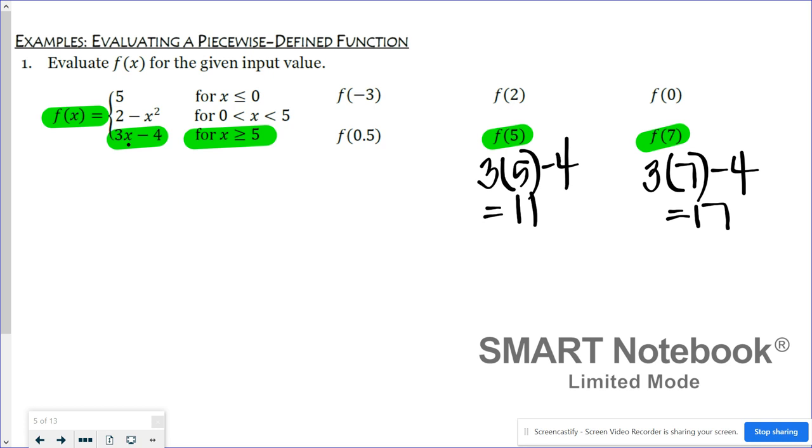So when we evaluate piecewise functions, we need to consider which piece of our piecewise function we are going to be plugging into. And then we simply do that and calculate. And that's how Becker breaks it down.